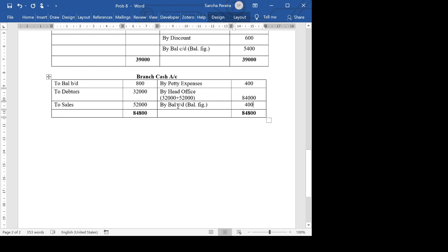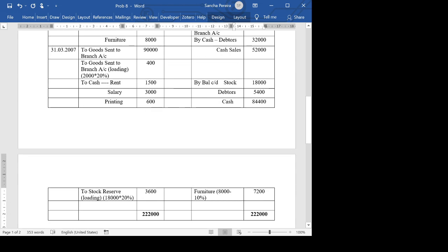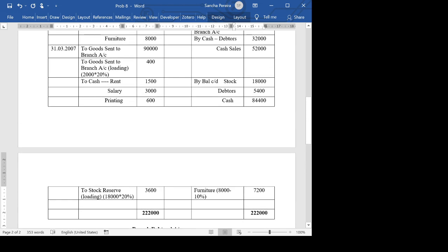Actually, if you go to count the cash at the branch, they will have only 400 left. How will they have only 400 left? They started with a balance of 800. Then they received 32,000 and 52,000, which was sent back to the head office. Out of 800, 400 was spent on petty cash. So basically only 400 is left at the branch. So 400 is the cash balance. It's not 84,400.